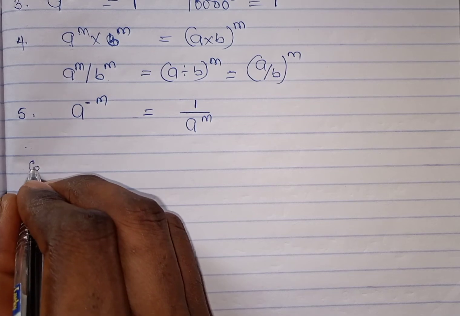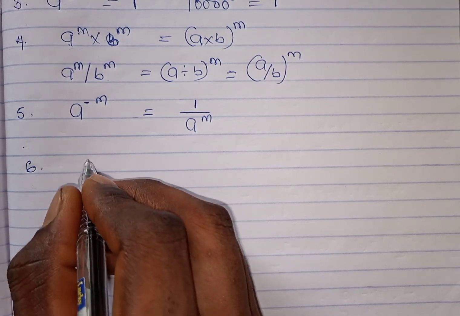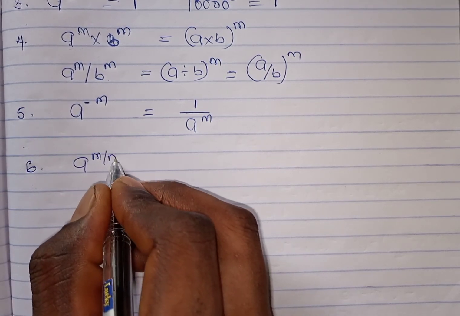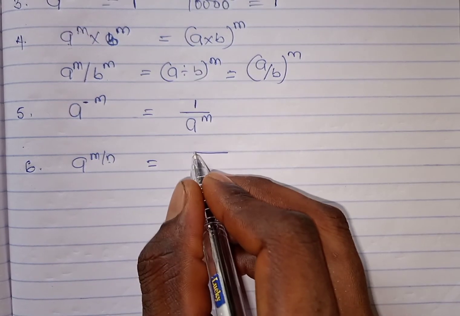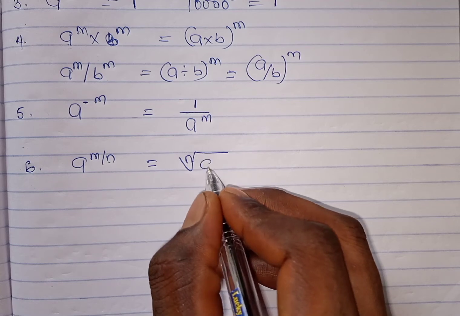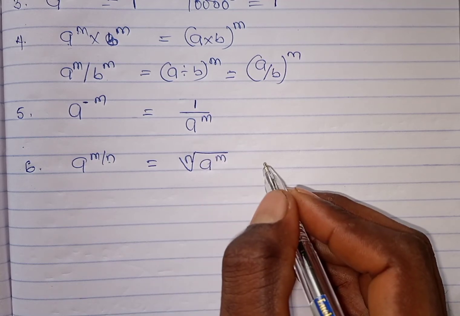Then for the sixth one, if you have a raised to the power of m over n, it's the same thing as this: n will serve as a root, then a will be carrying m.